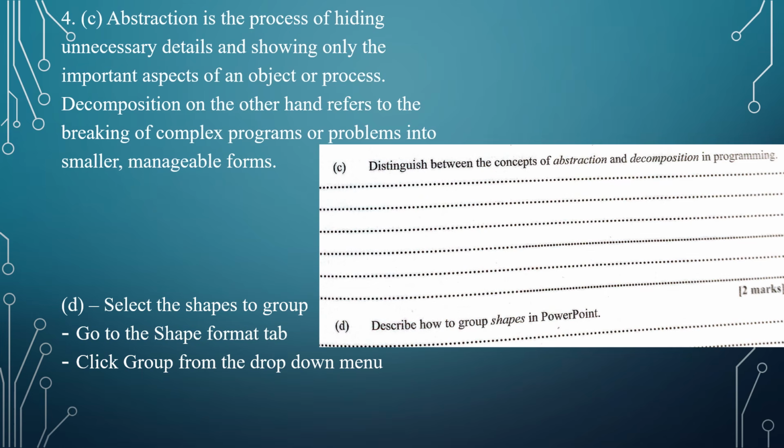And D says we are to describe how to group shapes in PowerPoint. First, you would have to select the shapes. You select the shapes or you highlight them. And 2, you go to the shape format. So as soon as you insert a shape, automatically a format tab is generated, that is for shapes, and then you can choose group or click group from the drop down menu that comes. It is at the right side, your far right, where you see 2 groups being merged or being placed together, and then you can group your shapes.